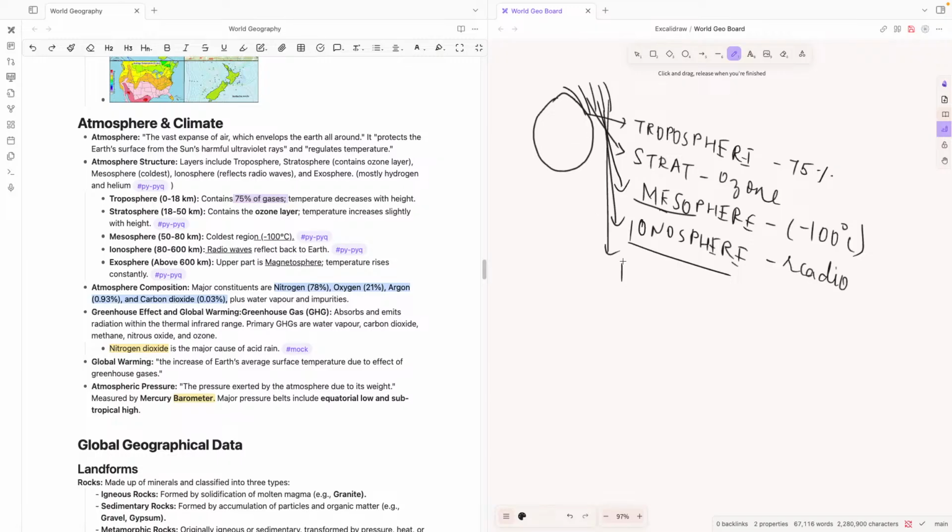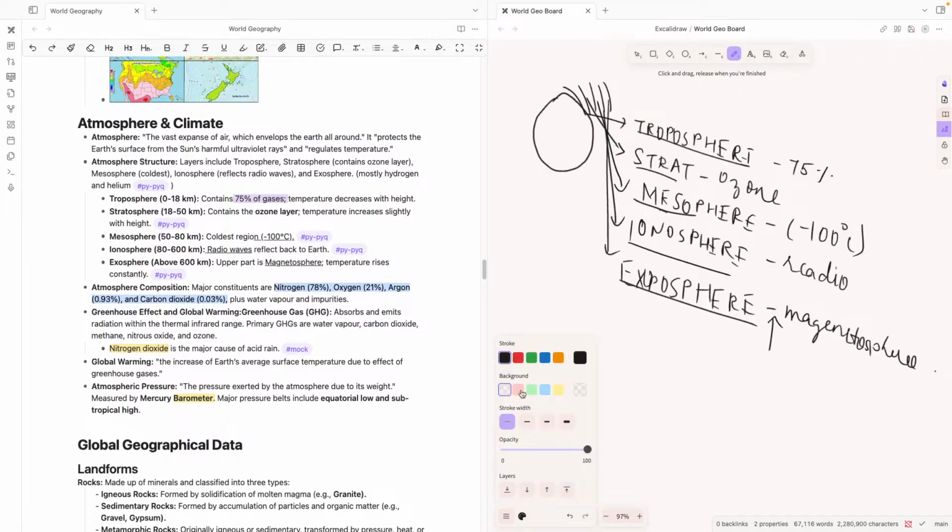And then we have the exosphere. Exo means outer. Similarly, we saw earlier that the moon's outer layer is also called the lunar exosphere. The exosphere is also called the magnetosphere, and the temperature rises here constantly.